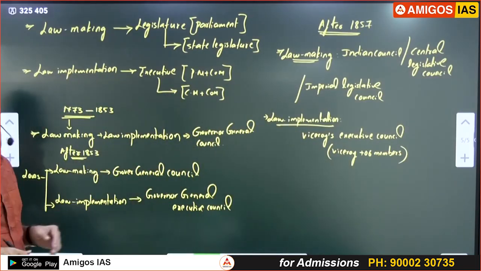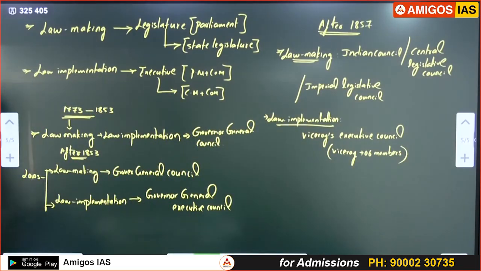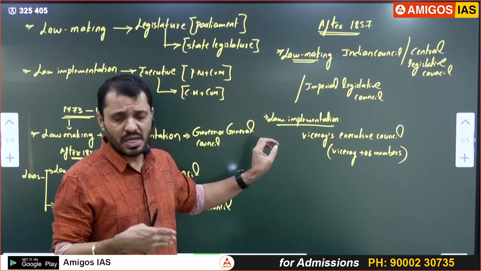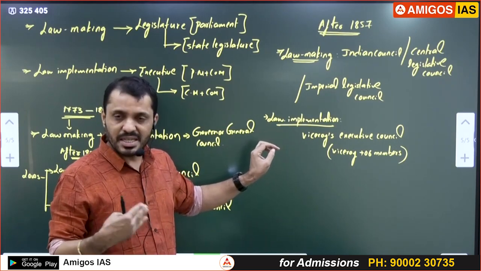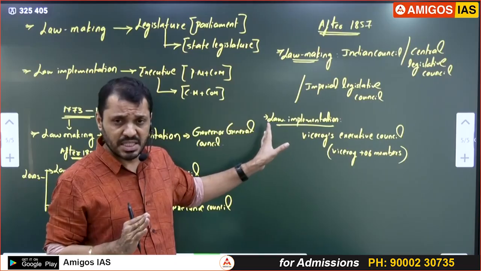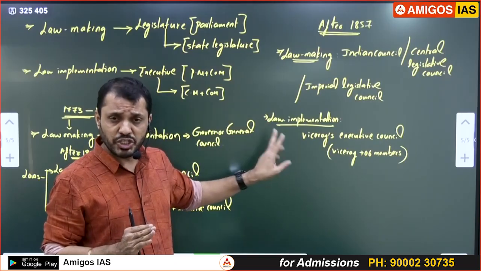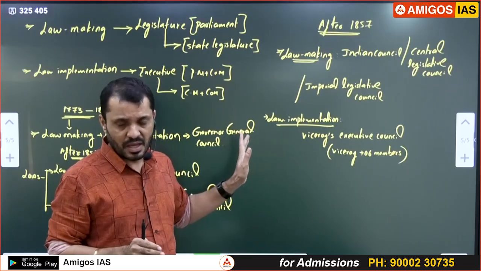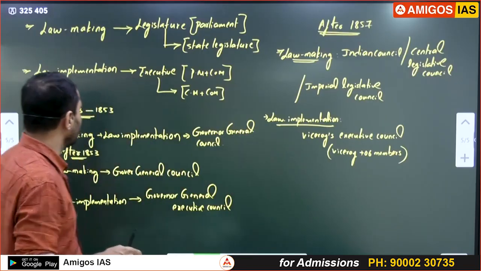Okay, this terminology you have to understand, guys. First, we started with the lawmaking body and law implementation body being the same, Governor General Council. Later, lawmaking is Governor General Council, law implementation is Governor General Executive Council. After 1857, the lawmaking body we used to call by different names, Indian Councils, Imperial Legislative Council and Central Legislative Council. But for law implementation, we had only one name, that is Viceroy Executive Council. Are we clear about this? Okay, write on this.